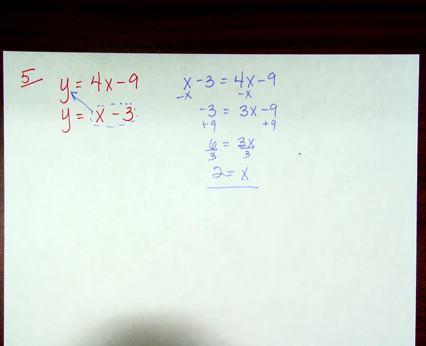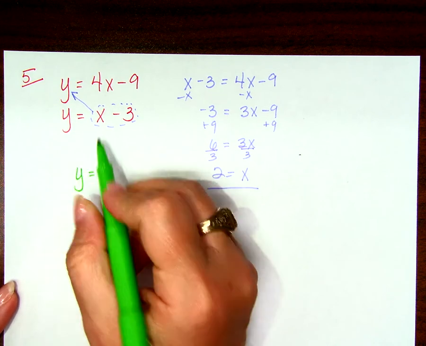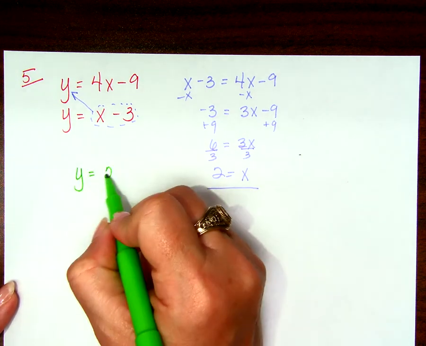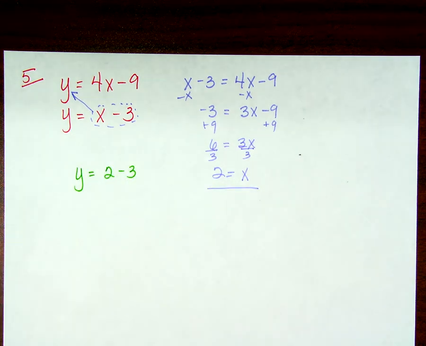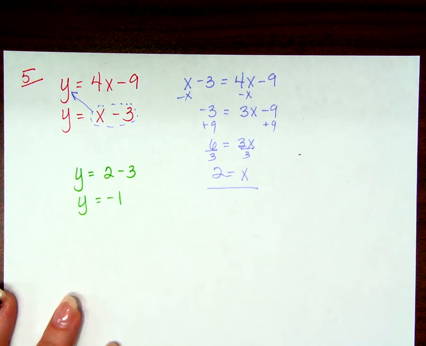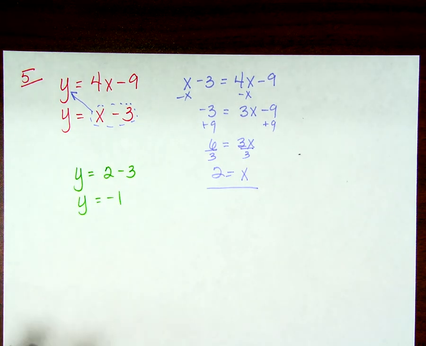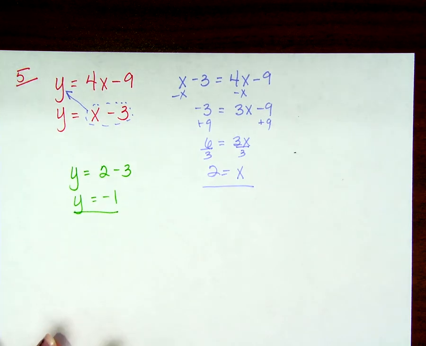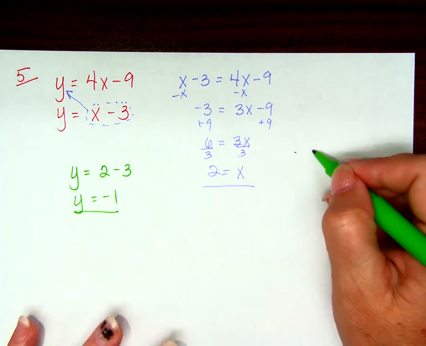X minus 3. Okay, so y equals x minus 3 and x is 2. Does anyone know what 2 minus 3 is? Negative 1? 2 minus 3 is negative 1? Okay. So now am I done? No? Why not? Oh, I had to make it a point. Okay. How do I write that?